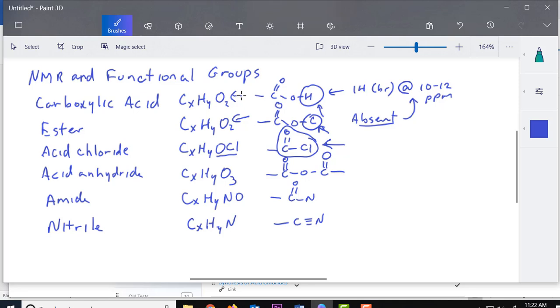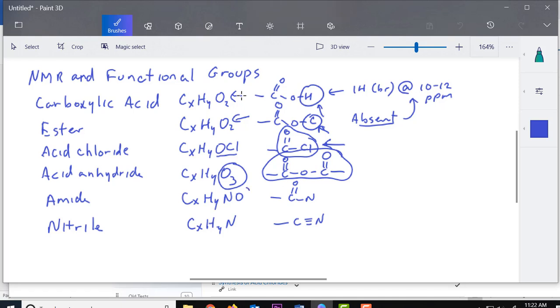In the case of an acid anhydride, you're going to have O3. That will characterize it as something that's unique from all of the other functional groups, and this is the structure of the anhydride that you would write down. I would write that down first and then build off that.